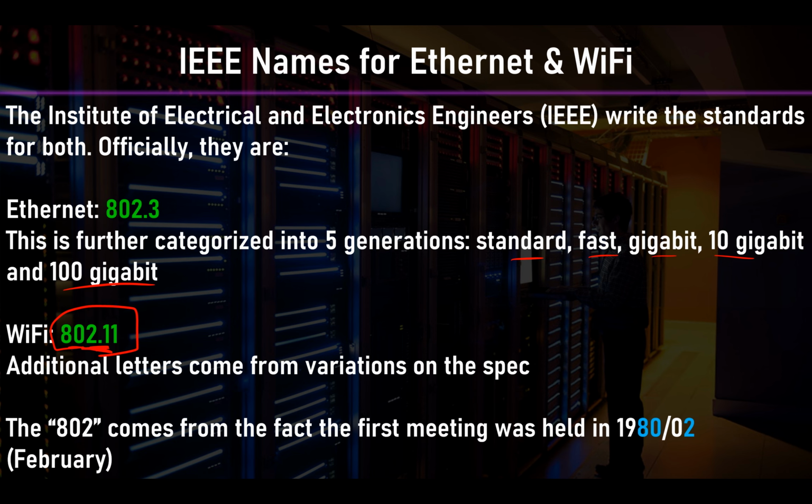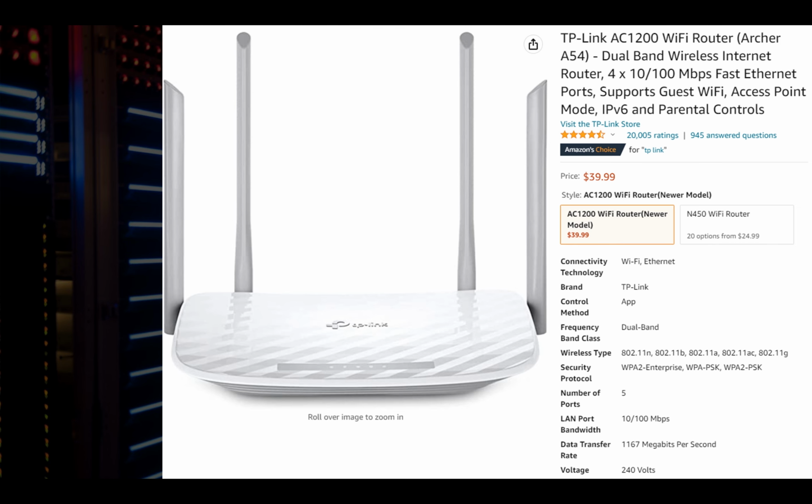Okay, so actually here it doesn't say, but there are going to be different letters, like 802.11a, maybe G, I think there's also C, there's N. I guess various different letters, which, as we see, are based on variations of the specification. And if we look at the 802, that's actually quite simple, and that comes from the fact that the first meeting was held in 1980, I guess February, just combining the year and the month.